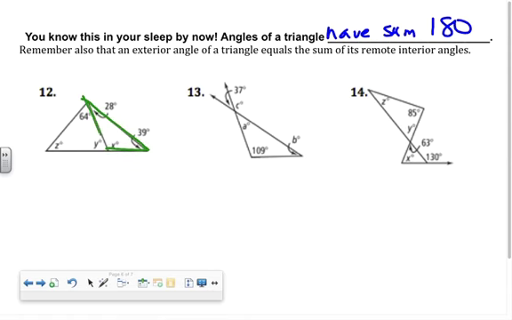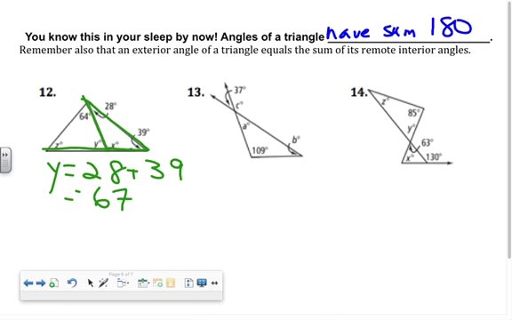If I look at this triangle, angle Y is an exterior angle to that triangle. What are the two remote interior angles to angle Y? What are the two remote, meaning not adjacent to, interior angles to angle Y? The 28 and the 39. So I could find angle Y quite easily by just taking 28 plus 39 and adding them together. So that's 67.